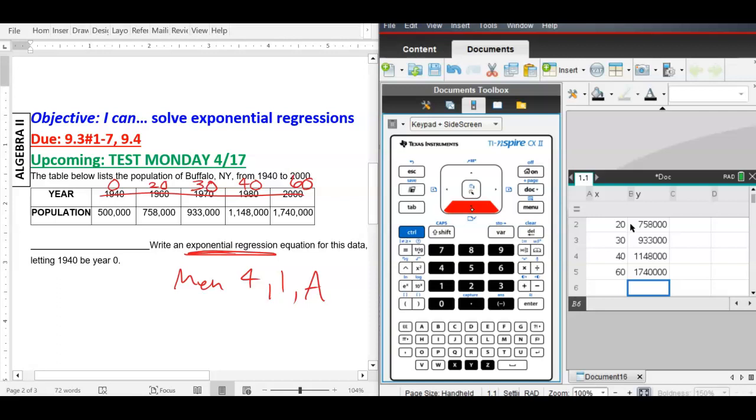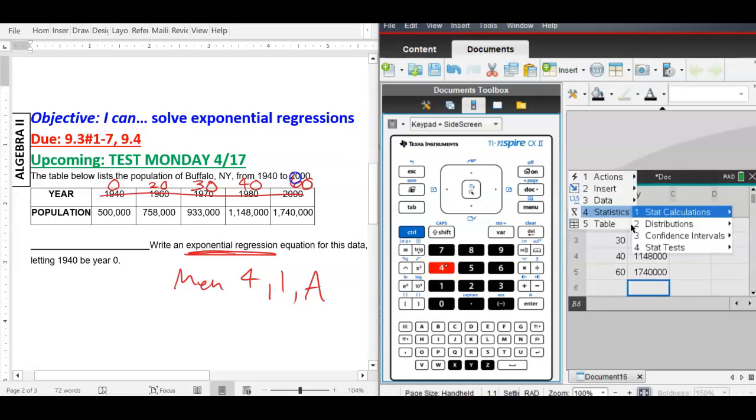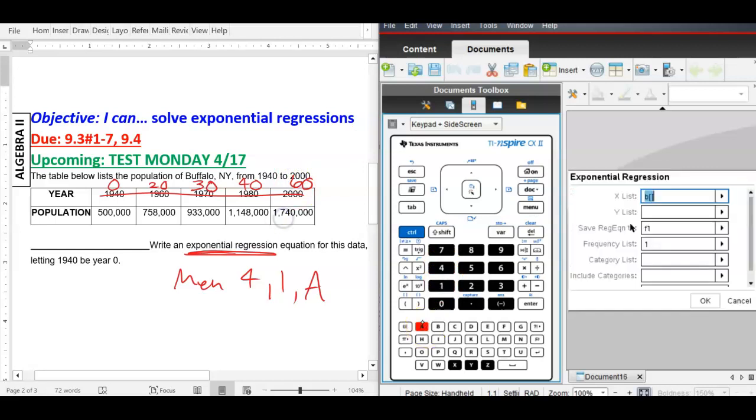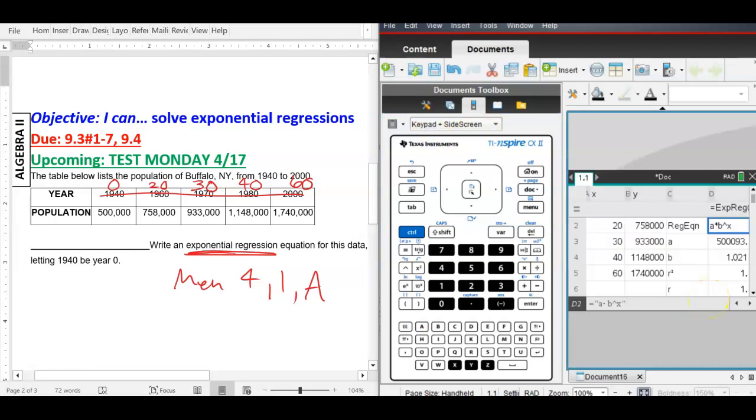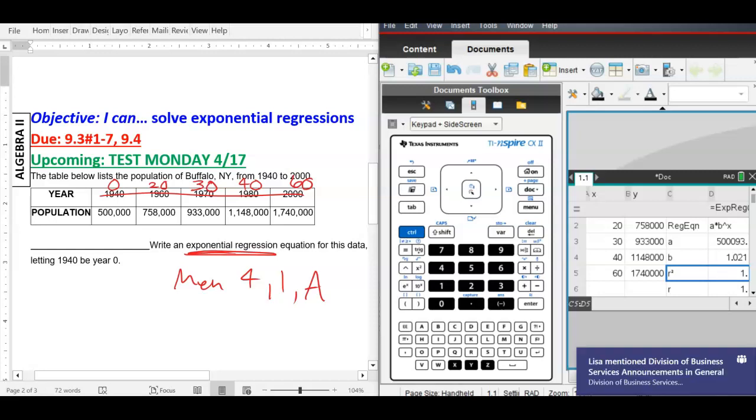Then I'm going to press Menu 4, 1, A. So let's press that. Again, make sure your box is below the numbers. Menu 4, 1, and then A is right here. X must be X, Y must be Y. And do you see now I have an A, I have a B, R squared is really close to 1. In fact, it is 1. So that's a good graph, okay? Good equation.